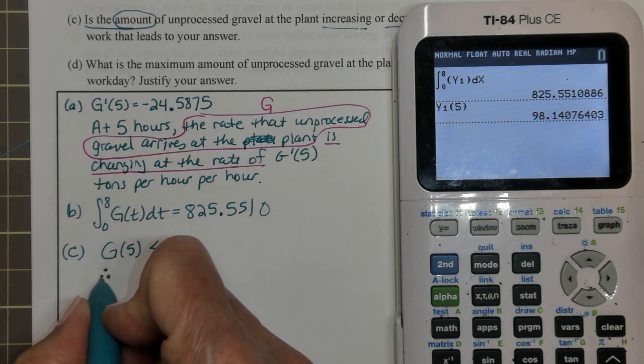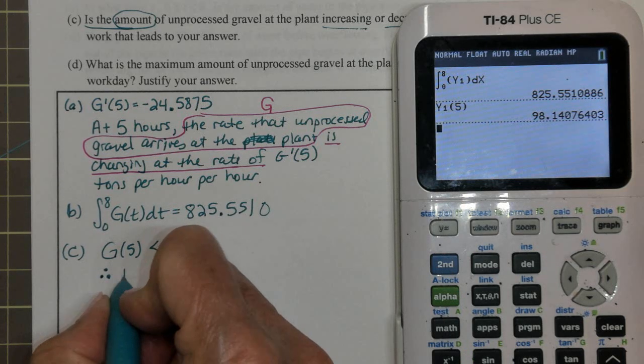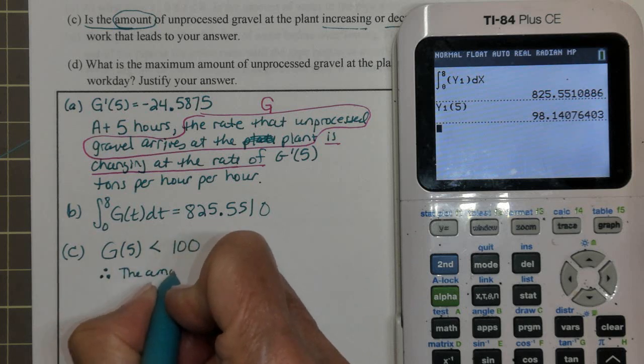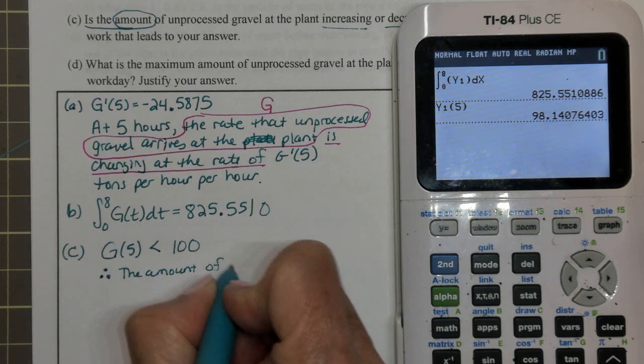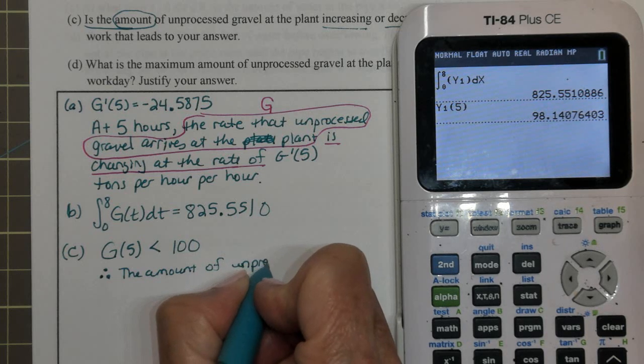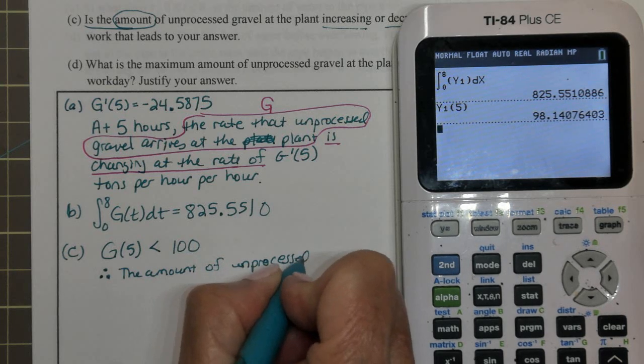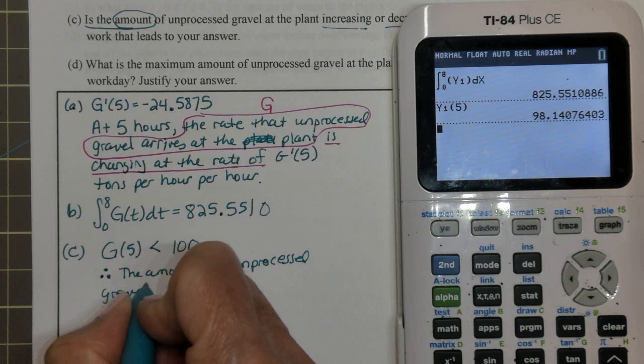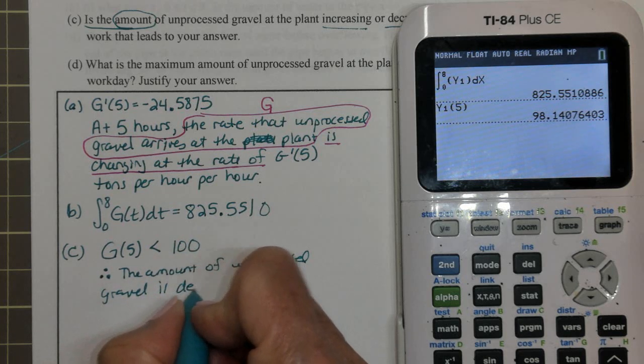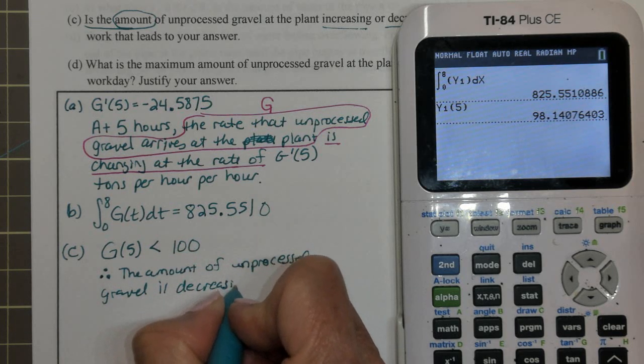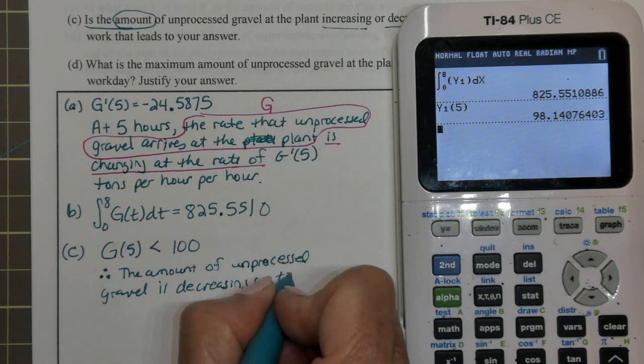Therefore, the amount of unprocessed gravel is decreasing at time 5.